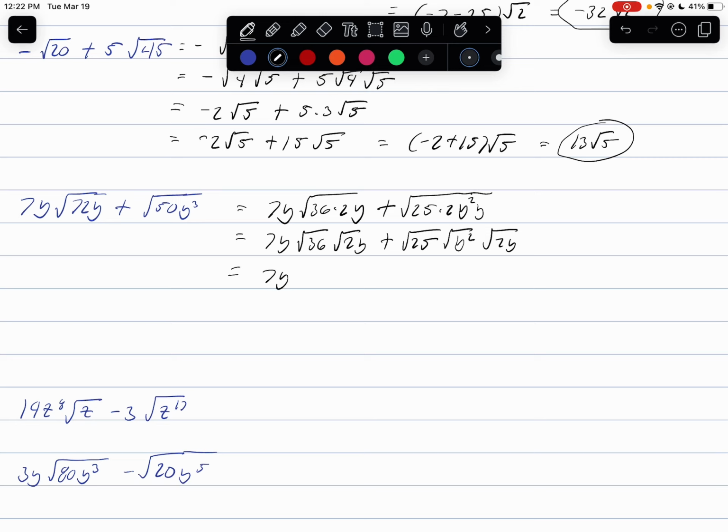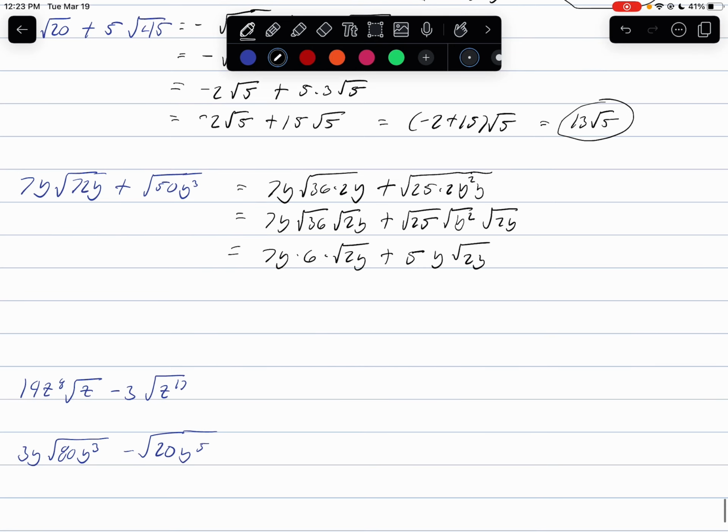We have 7y times 6 times the square root of 2y plus 5, and the square root of y squared is just y, 5y times the square root of 2y. Perfect. Now we have 7 and 6, so we have 42. So we have 42y times the square root of 2y plus 5y times the square root of 2y. And now we can factor out that square root of 2y. So we have 42y plus 5y times the square root of 2y. So we're going to have 47y times the square root of 2y.